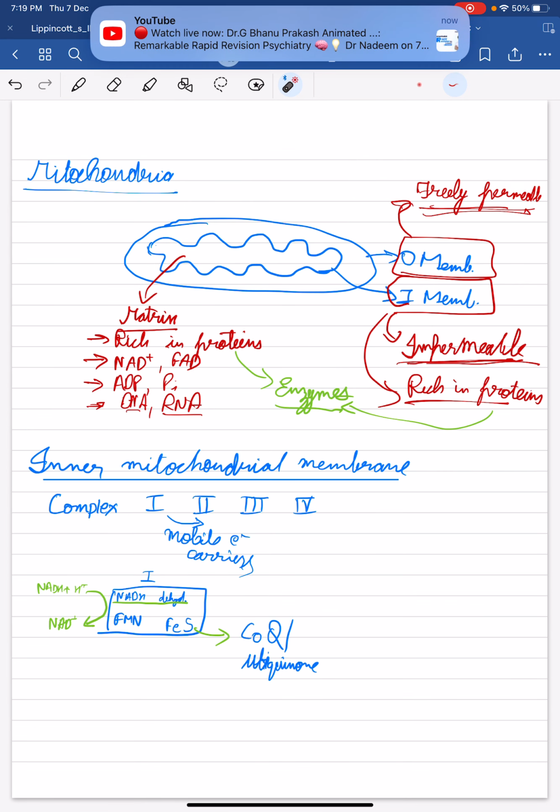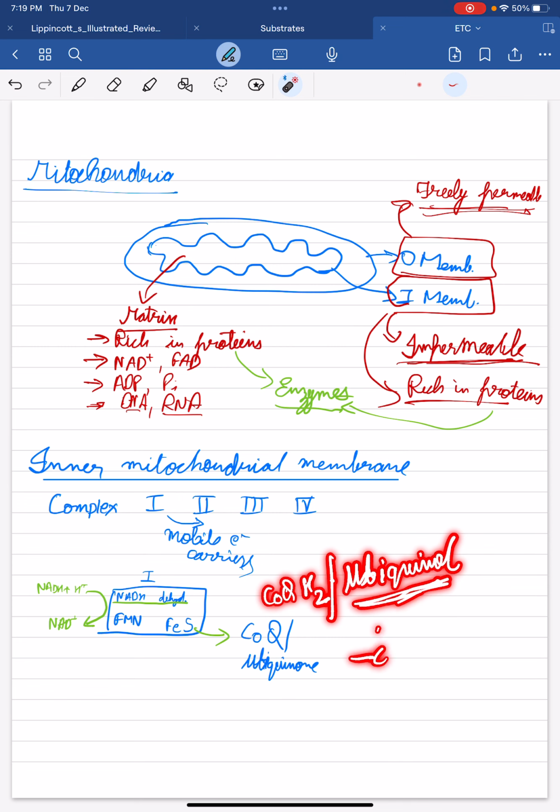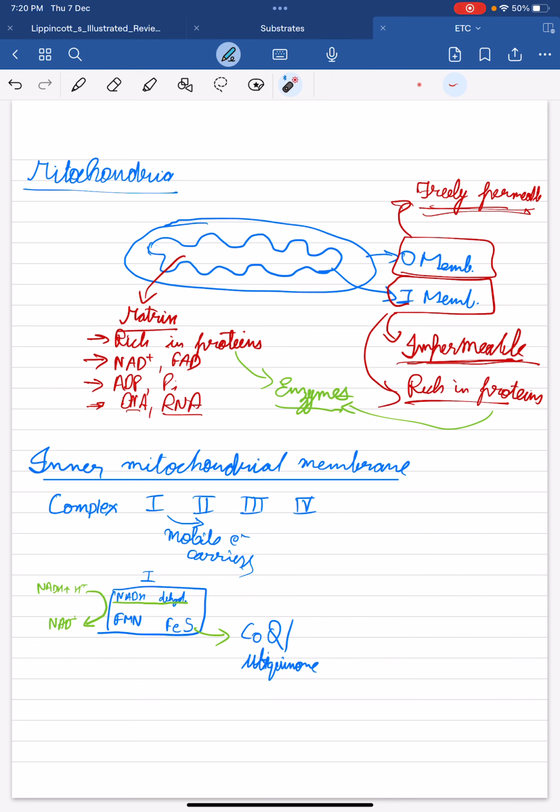And similarly, this would get reduced to CoQH2, which is also known as ubiquinol. If you have some idea, you will know that ketone gets reduced to alcohol, and that is what is happening here. A ketone is getting reduced to alcohol.